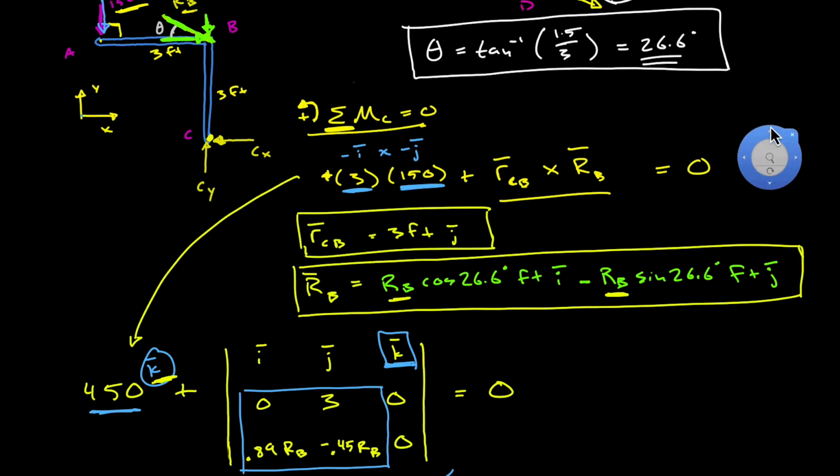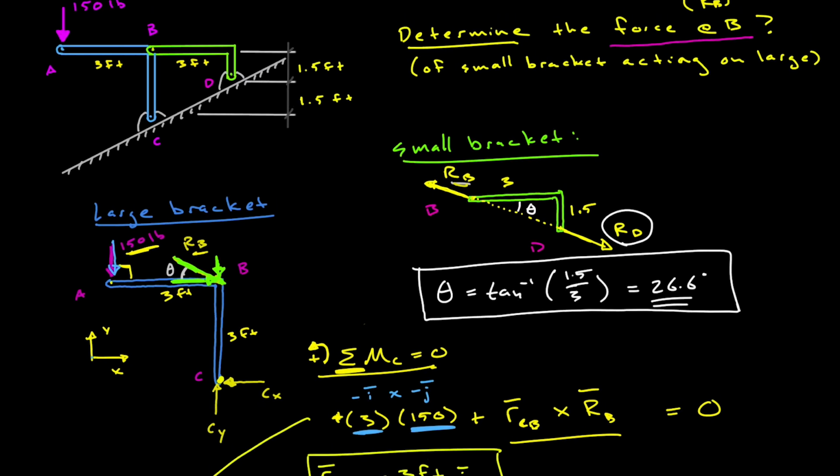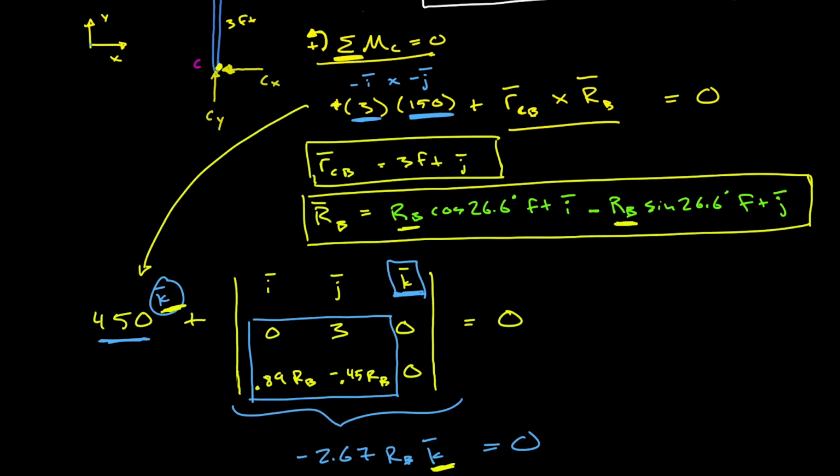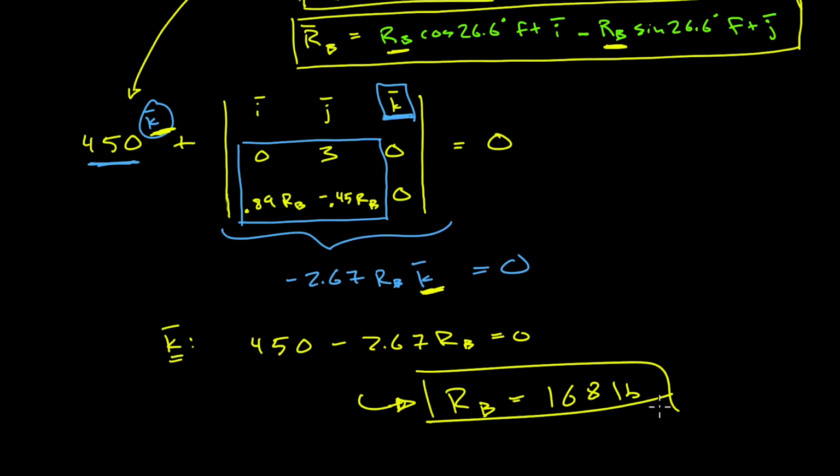What is the force acting at this point B, right here, of the small bracket acting upon the large? That's kind of a strange way to word the question, because that's the same force as the large bracket acting on the small. They're just in equal and opposite directions. So this question could have just said determine the force at point B. We defined that force to be R sub B, and we were able to calculate that force as 168 pounds.